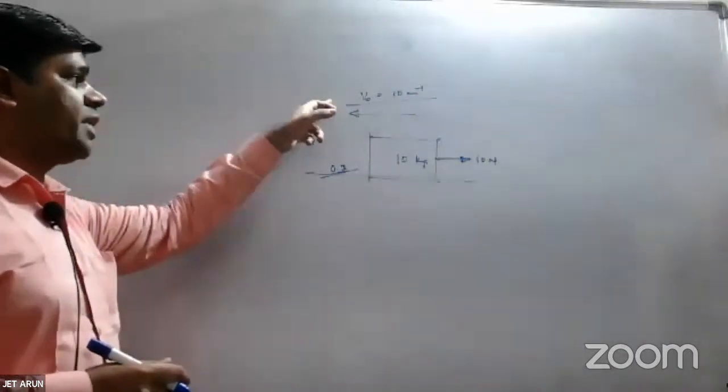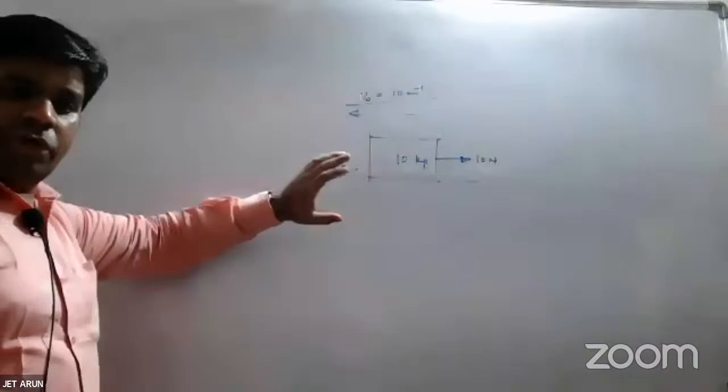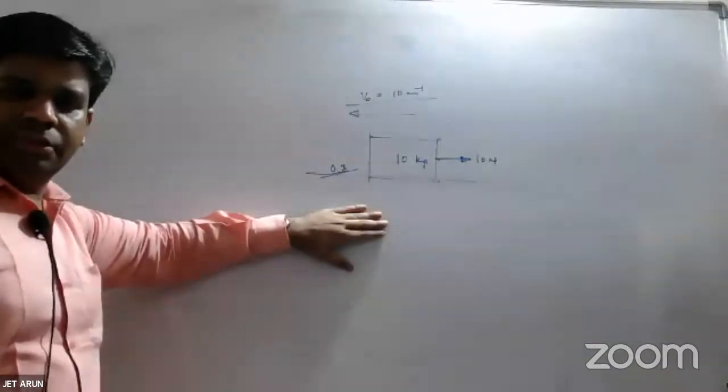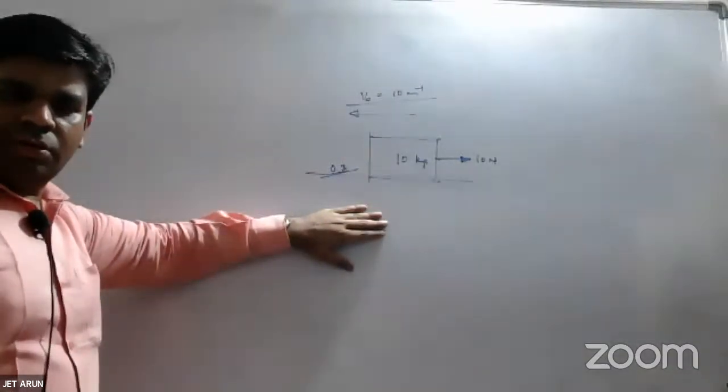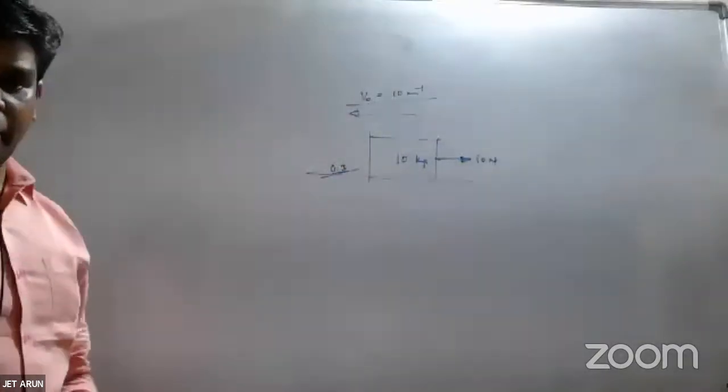See, it is moving, right? So kinetic friction comes into picture. If velocity is 0, then static friction comes into picture. But the moment it is moving, it becomes simple. Kinetic friction is simple to handle.